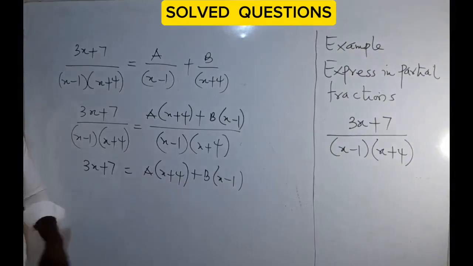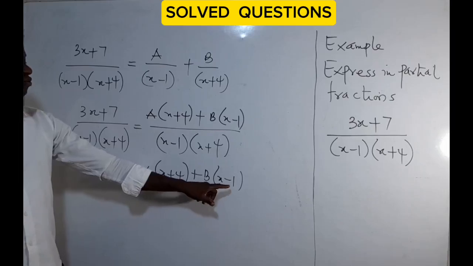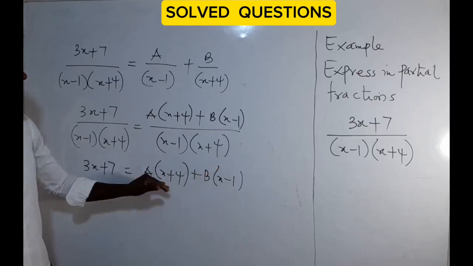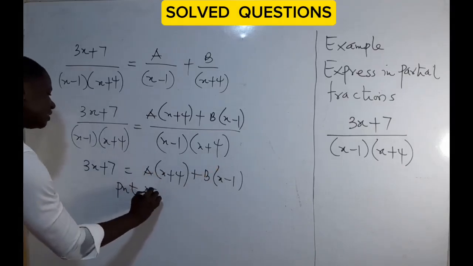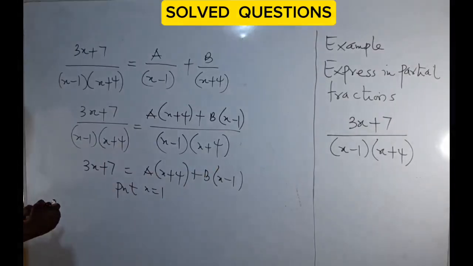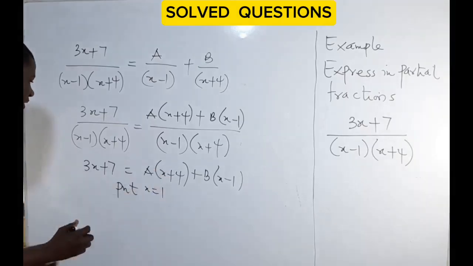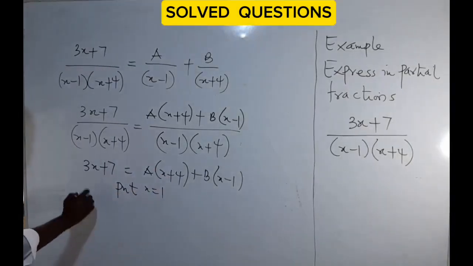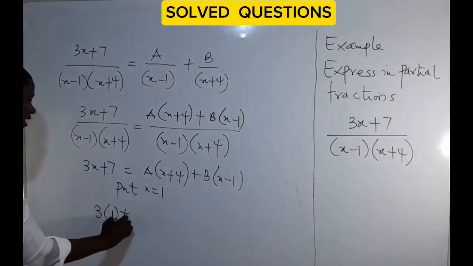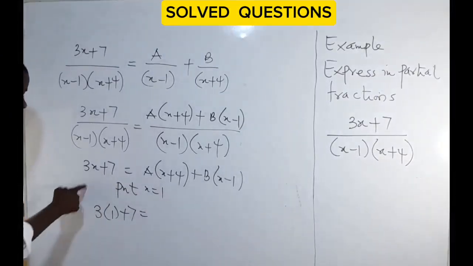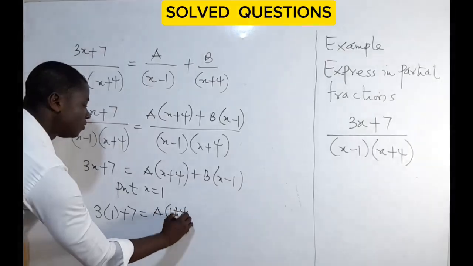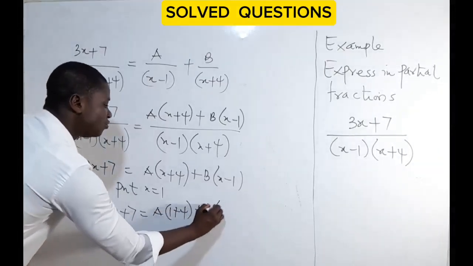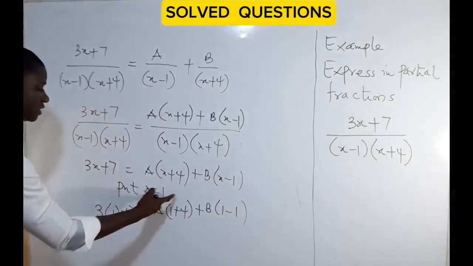Now, you see that when you put x equal to 1, 1 minus 1 will be 0. 0 times B will be 0, so that we can find A. So, to start, you put x equal to 1. You have to look at the equation to know the value of x to take. Now, x equals 1 means wherever we see x, we substitute 1. So, 3 times 1 plus 7 equals A into bracket (1 plus 4), plus B into bracket (1 minus 1). Why? Because x equals 1.